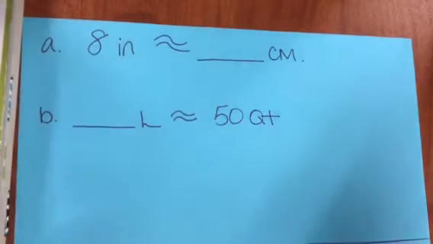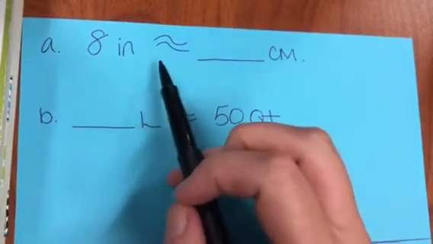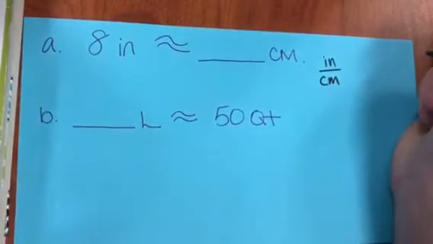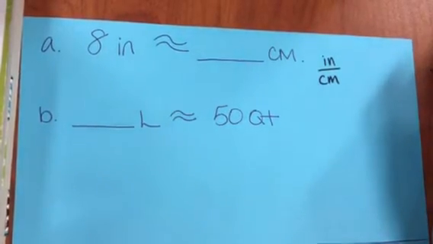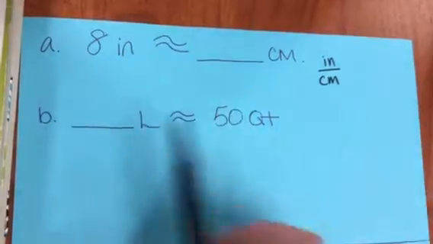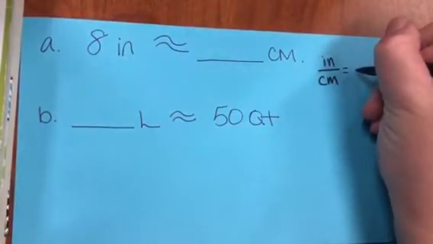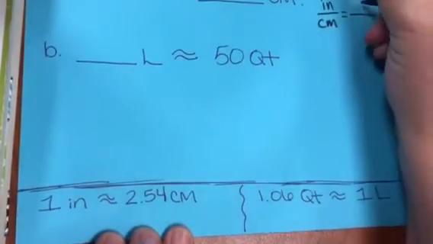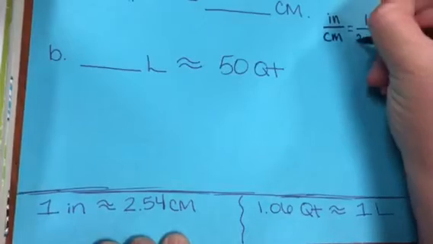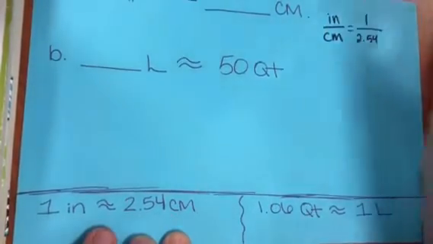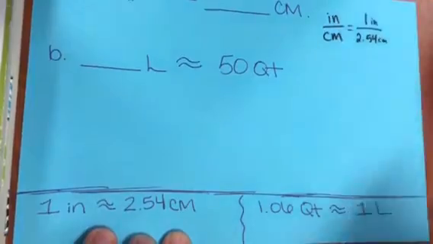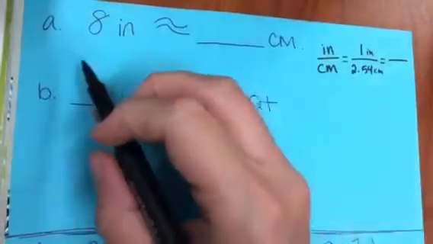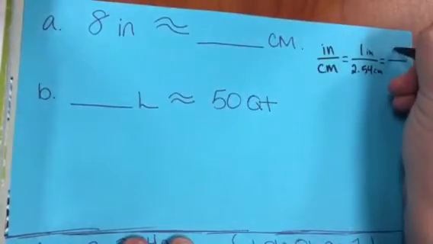So let's set up a proportion. Let's start with inches over centimeters. Can I do centimeters over inches? Absolutely, as long as I'm consistent. I just always stick the first one on top. What is the conversion factor? 1 inch is 2.54 centimeters. I stick that with my inches. Sometimes it can help if you write inches, centimeters, if you want to. You don't have to. And the 8 is inches, so it goes on top.